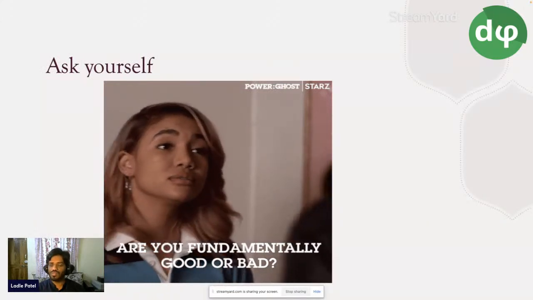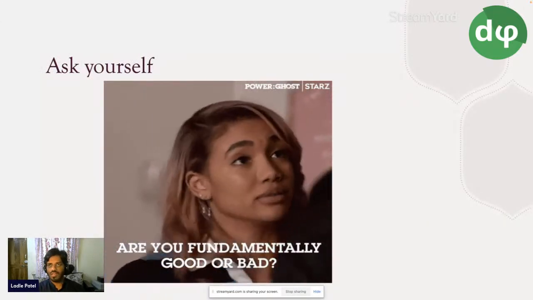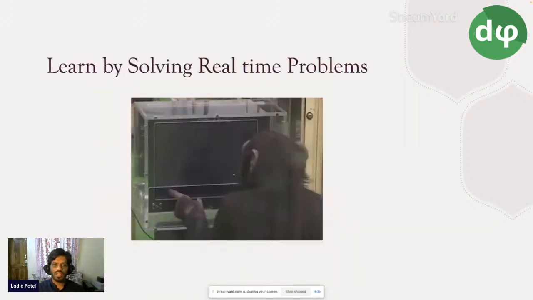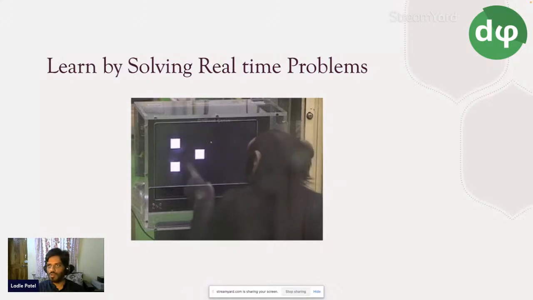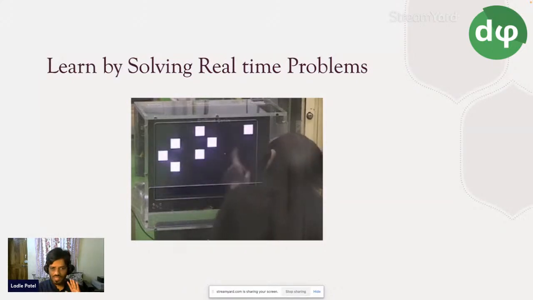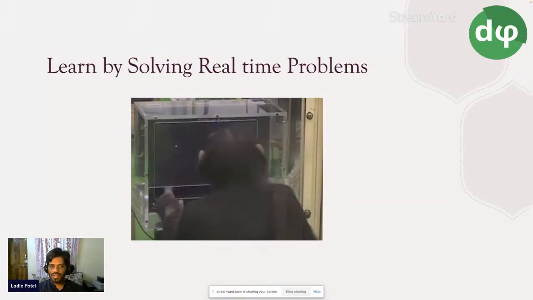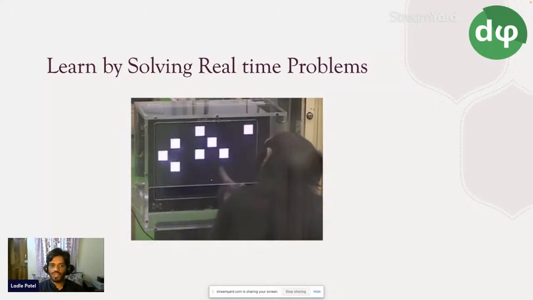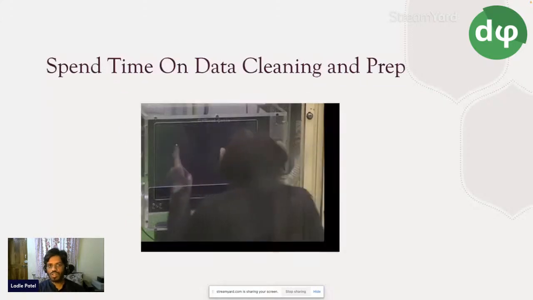Focus on fundamentals. Ask yourself whether you are good or bad. If you're not good, refresh those skills. Learn by solving real-time problems, by doing Kaggle and all. This is the best technique, I would say. You enjoy it, you don't get derailed, you don't get demotivated. You'll be self-driven by solving a problem.